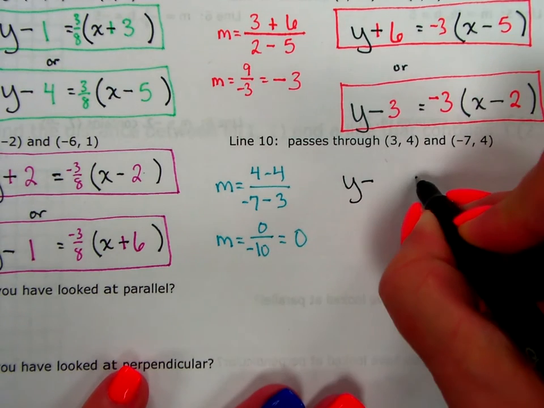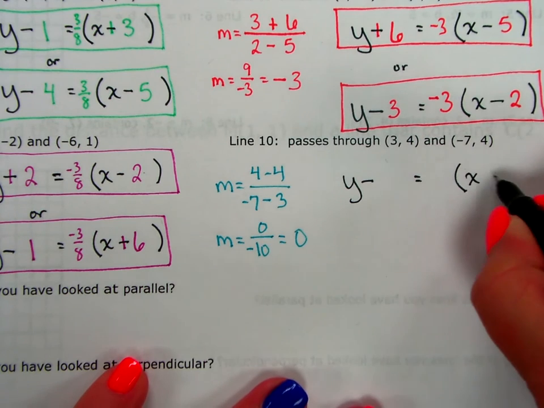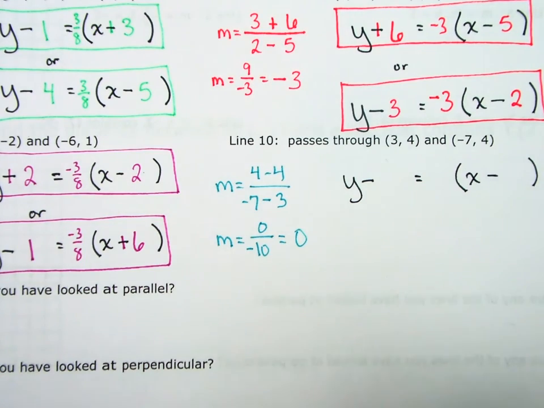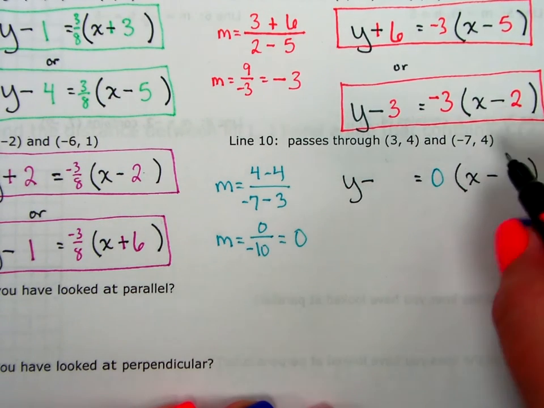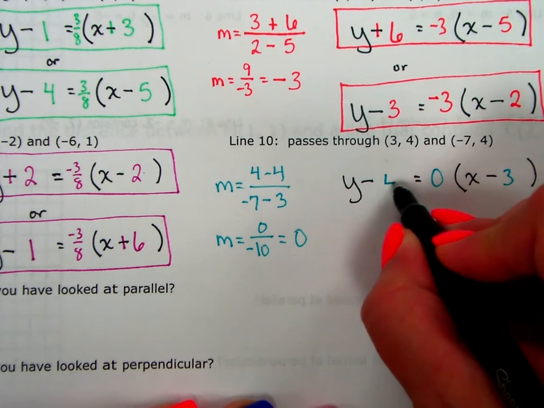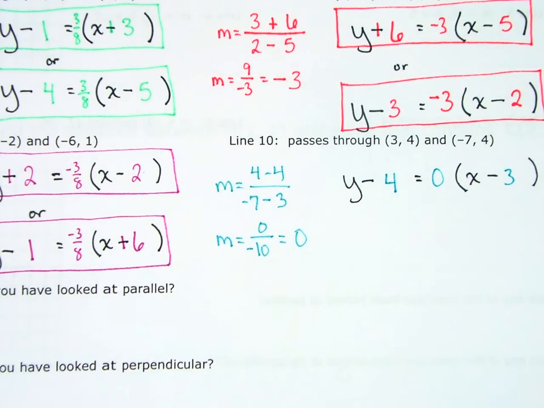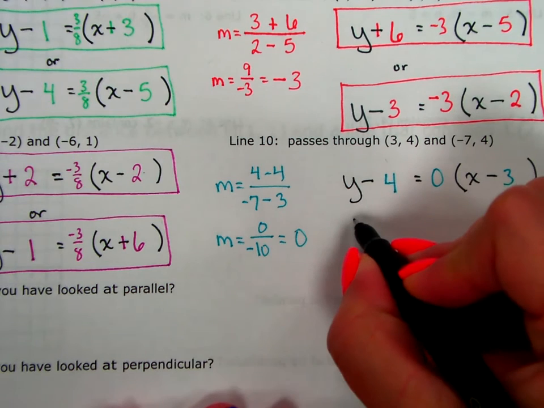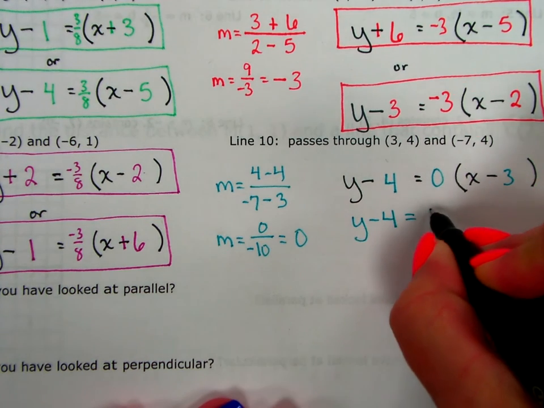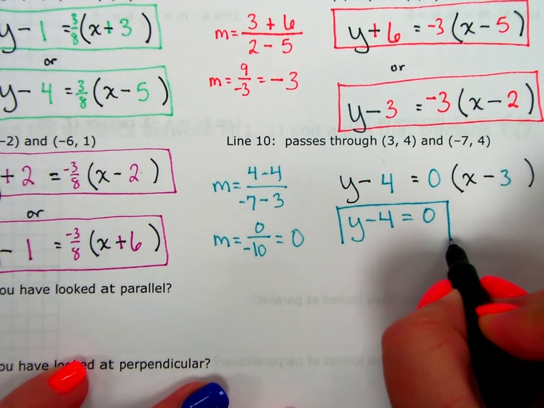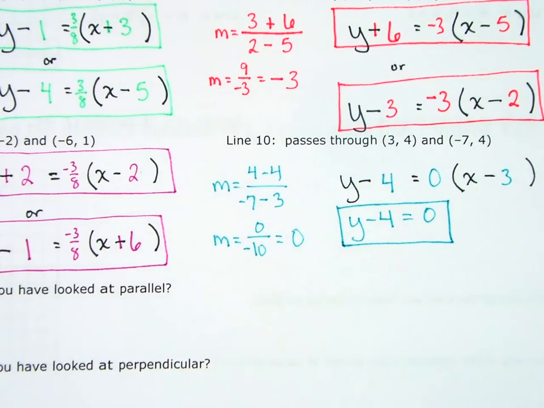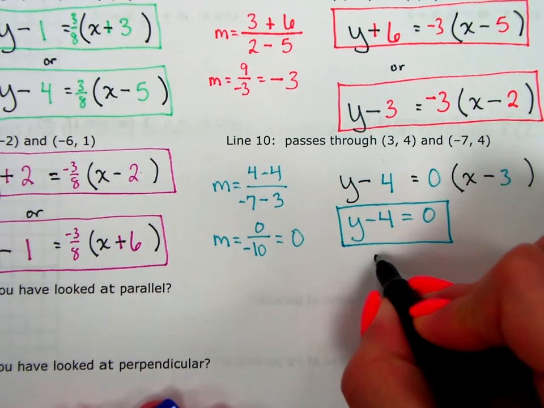Okay? So when I do the first equation, y minus equals x minus. My slope is 0. My first point, my x is 3, my y is 4. 0 times anything is 0, which means this can be rewritten as y minus 4 equals 0.